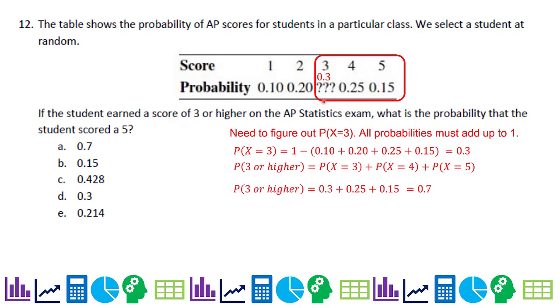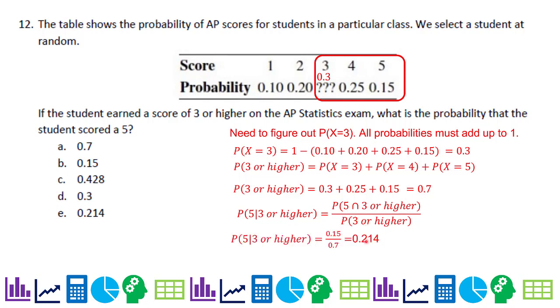Okay. Now, what are they asking for? They're asking for the probability of a 5 given 3 or higher. So you have to look at the probability they scored a 3 or higher and got a 5, which, by the way, is just 0.15. And then the probability they got a 3 or higher, which we just calculated. So we get 0.214. So lots of places to fall down on this problem. Pay attention to what it's asking for. It asked for the probability of getting a 5 given you were in this box already. So again, a place where people often trip up on probability problems.